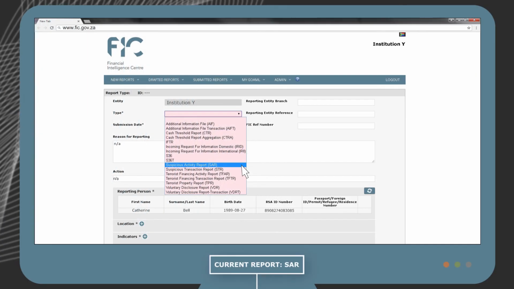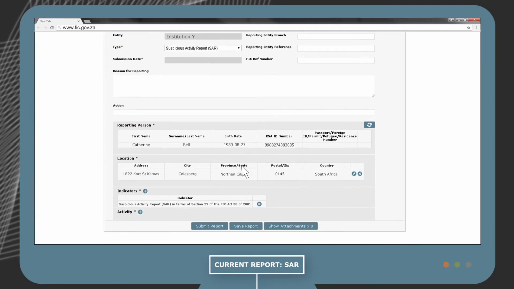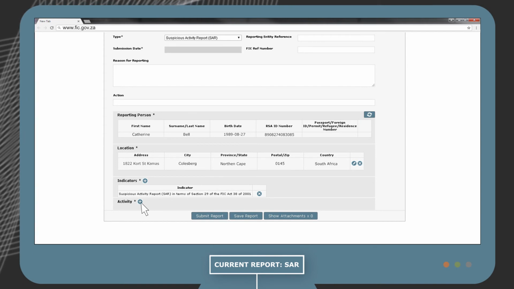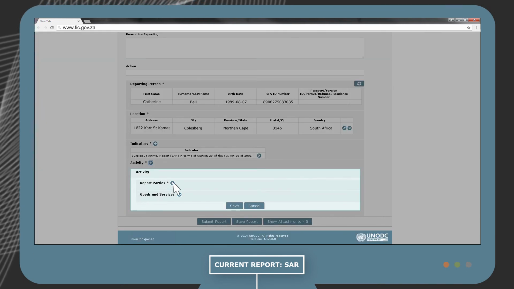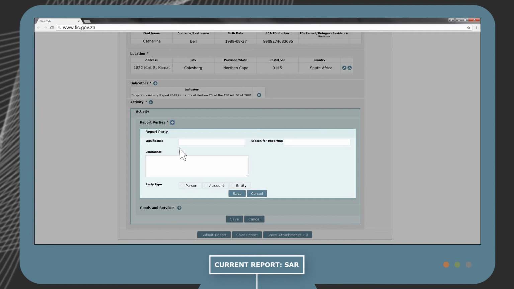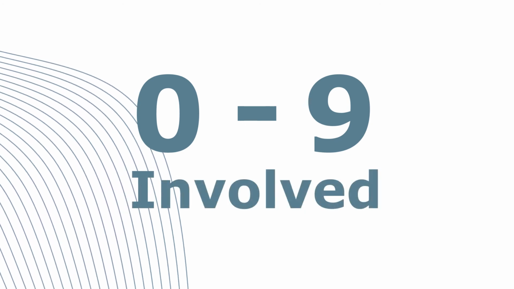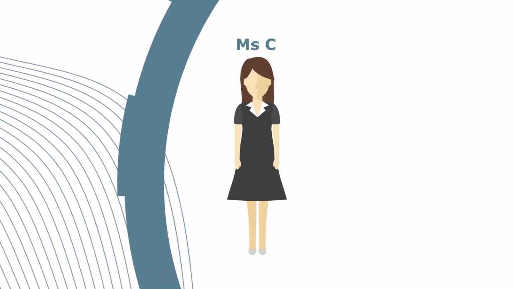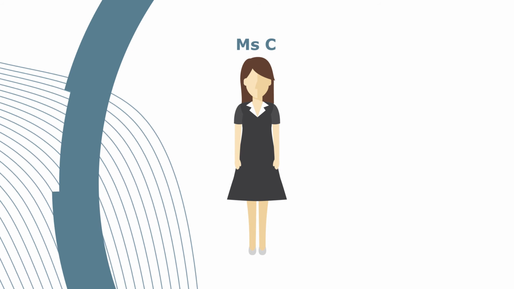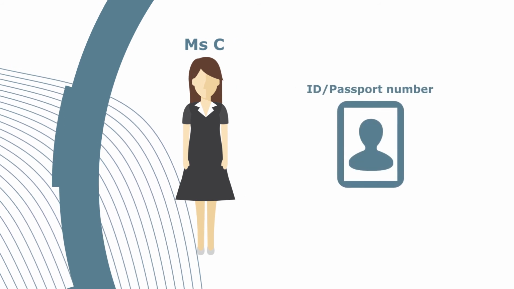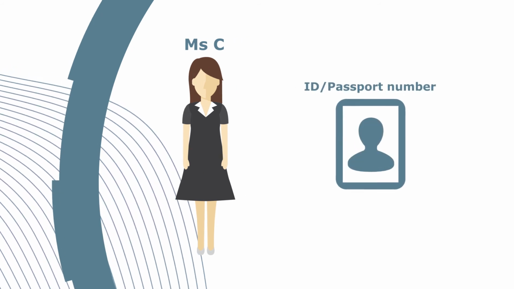To report a SAR, the transaction field will be replaced with an activity field. Click on Report Parties. In the Significance field, you have to allocate a number between 0 and 9 that describes how involved the subject was in the transaction. In our previous example, Ms. C refused to provide her identity or passport number, so she was heavily involved. A number 9 will be suitable for this scenario.